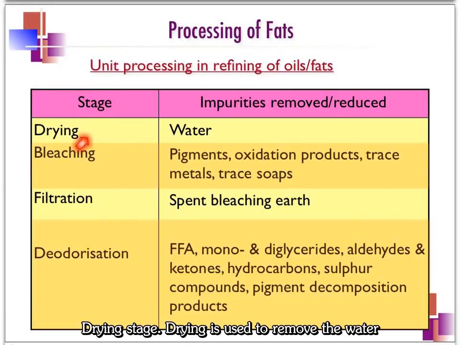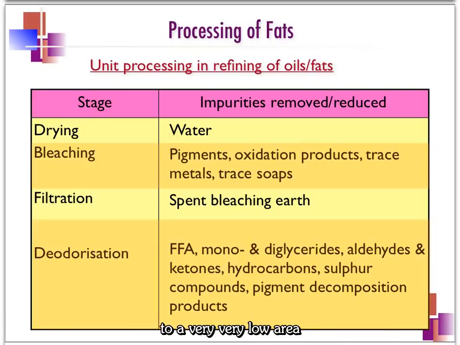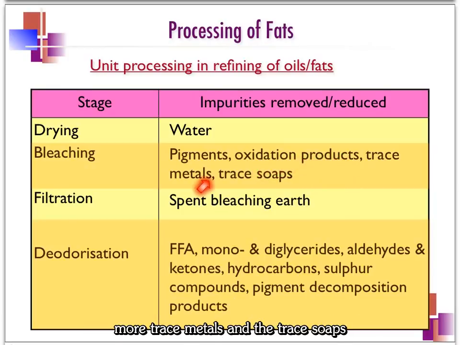Drying stage. Drying is used to remove the water, which sometimes is added during the degumming process. The water has to be removed to a very, very low level, because water can promote hydrolysis of the triglycerides in the oil. Bleaching is a process to remove color, the pigments which give the color of the crude oil. During bleaching we also remove other components, for example the oxidation products, more trace metals, and the trace soaps which result from the neutralization step.